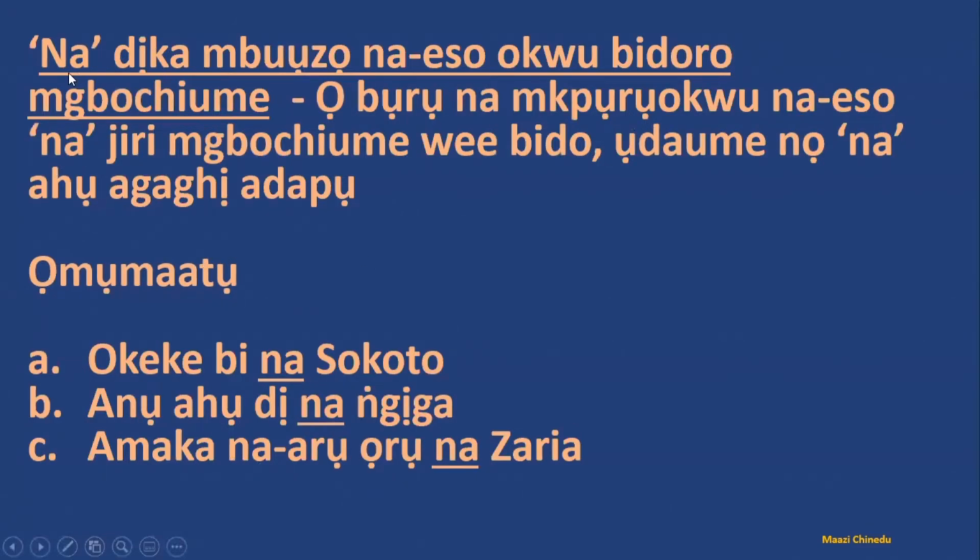Na dịka mbụ ụzọ na-eso okwu bidoro mgbochiume. Ọ bụrụ na mkpụrụ okwu na-eso na jiri mgbochiume wee bido, ụda ume nọ na ahụ agaghị adapụ. For example, Okeke bi na Sokoto.